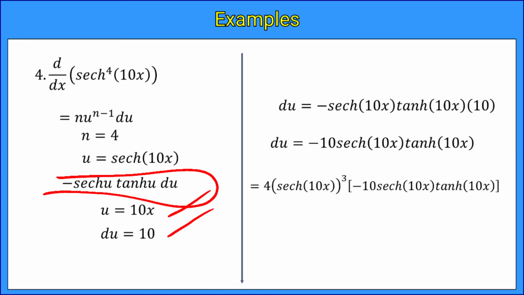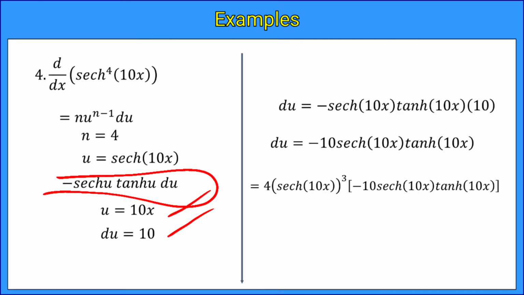And as you can see in this part, we have two constants here that we can multiply together. So we have negative 10 times 4, we're going to get negative 40. And after that, we have hyperbolic secant 10x cubed here, and we also have another hyperbolic secant 10x. So we can add these and we're going to get hyperbolic secant 10x raised to the 4th power.